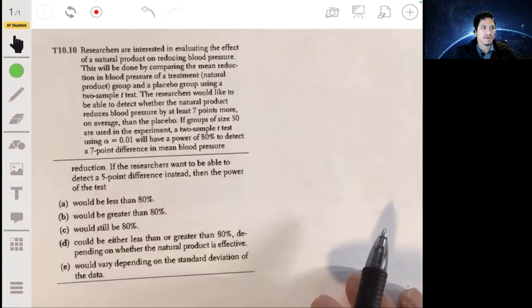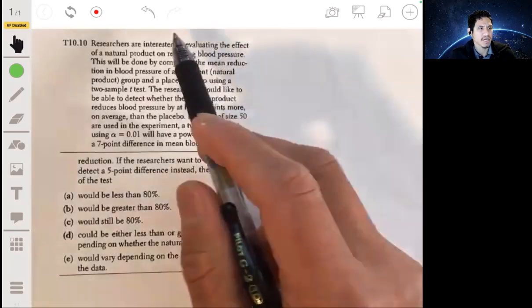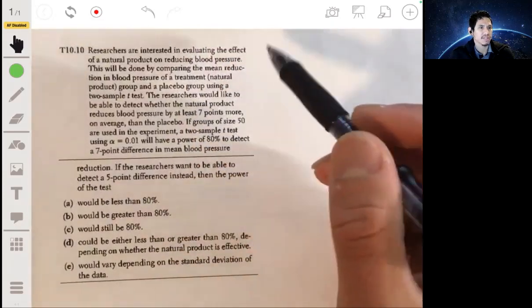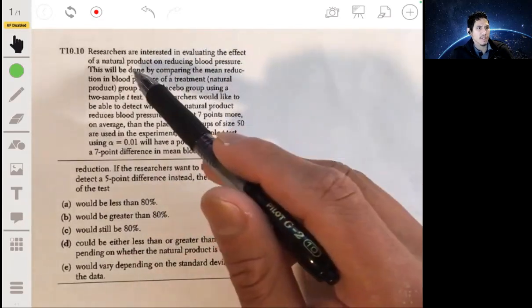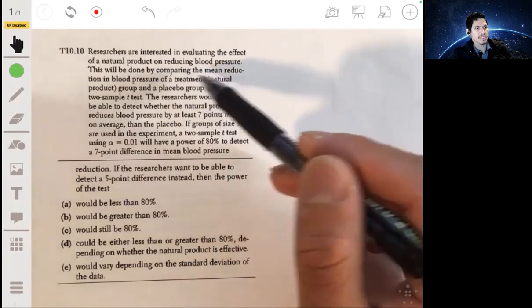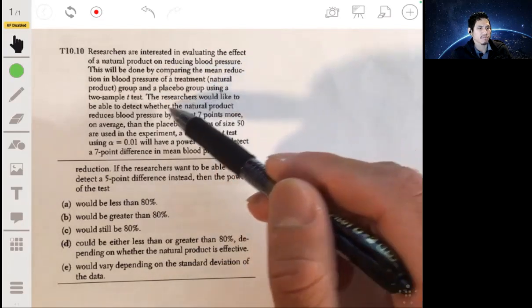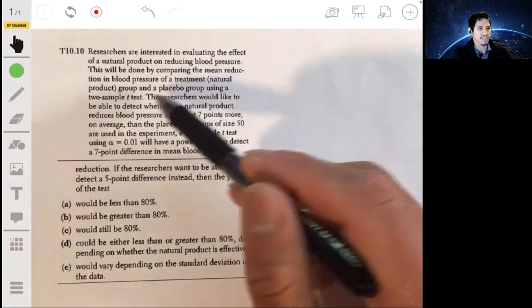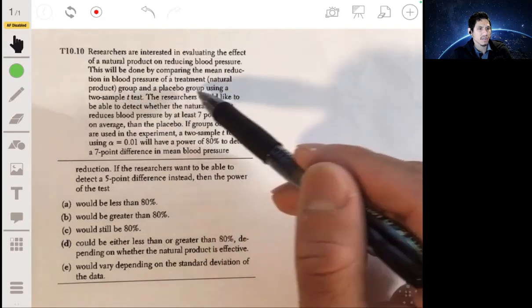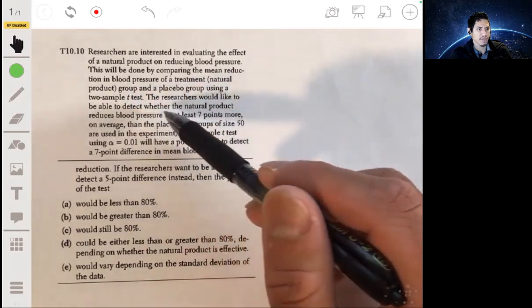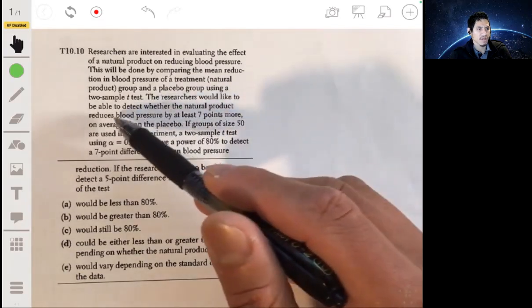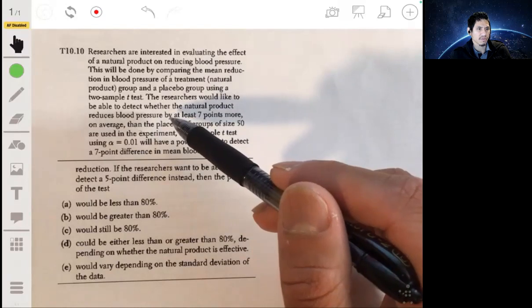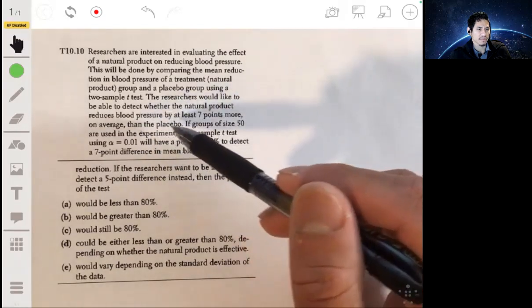All right, and the last multiple choice question, problem 10. Researchers are interested in evaluating the effect of a natural product on reducing blood pressure. This will be done by comparing the mean reduction in blood pressure of a treatment natural product group and a placebo group using a two-sample t-test. The researchers would like to be able to detect whether the natural product reduces blood pressure by at least 7 points more on average than the placebo.